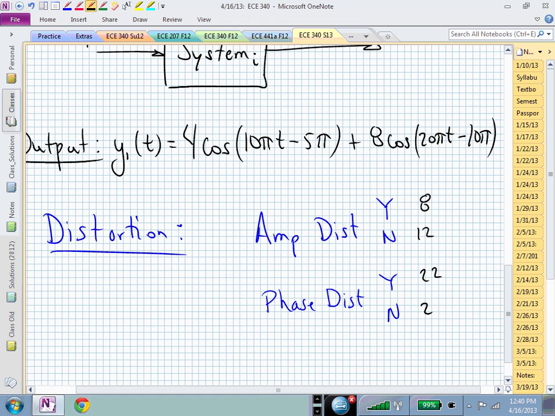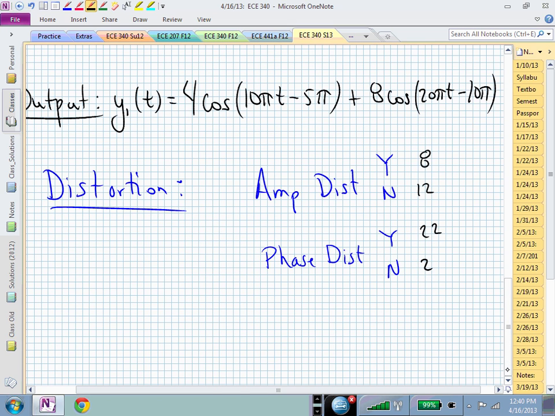All right, we got a little bit more participation. We increased the participation rate. We now have 4 more people participating. What's the answer? There is no distortion in y sub 1 of t. What? All right, let's figure out what that means.